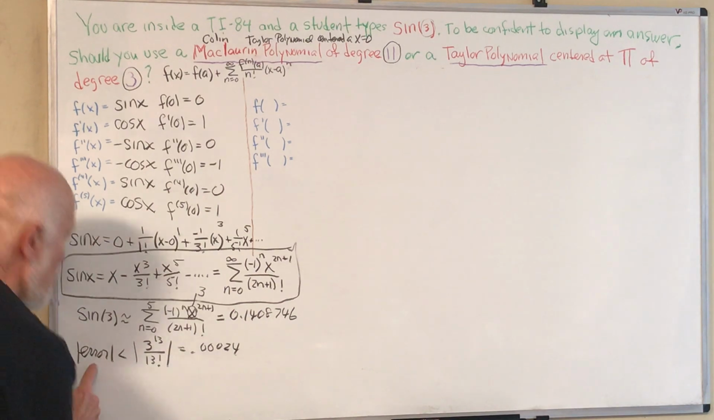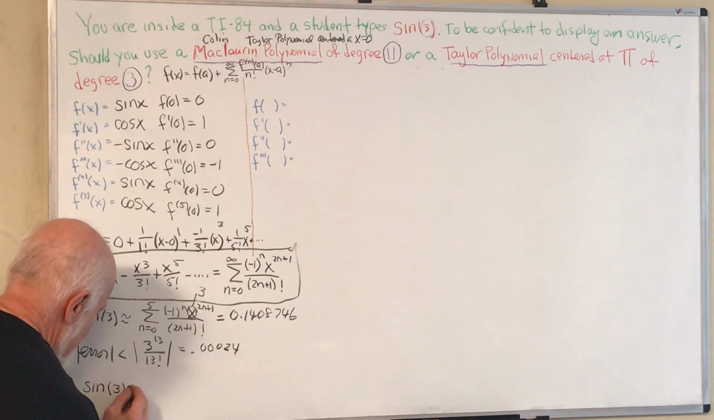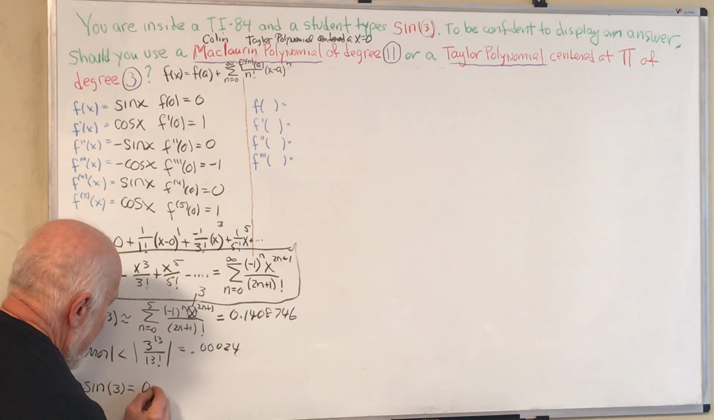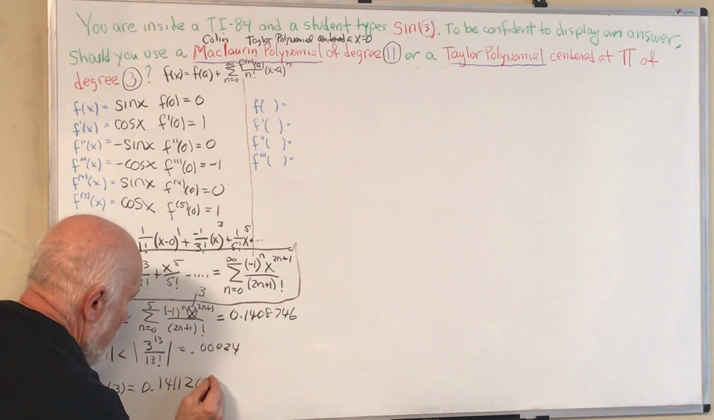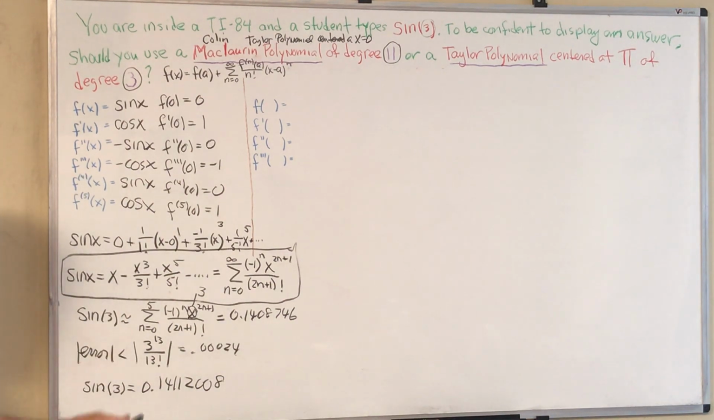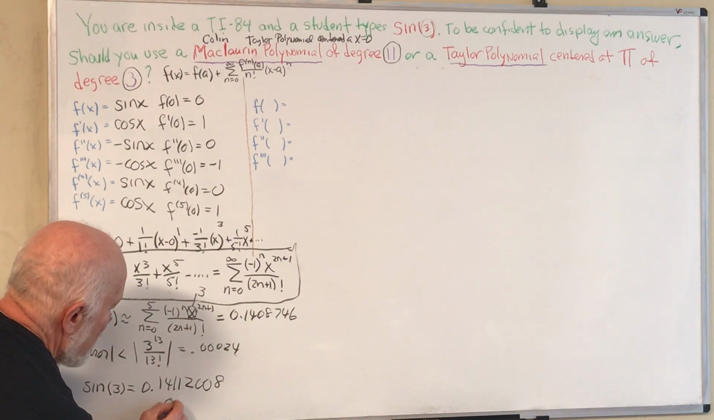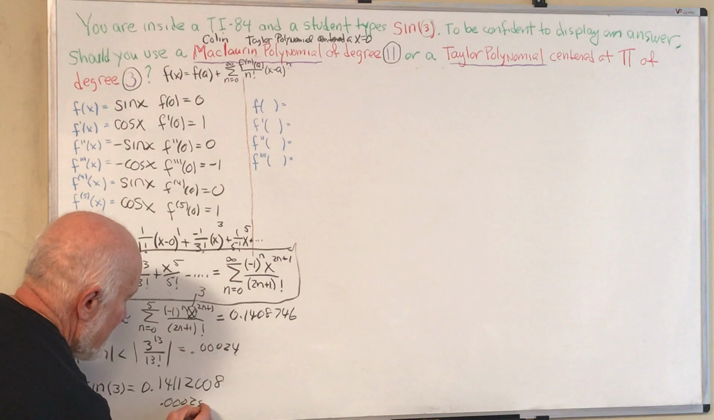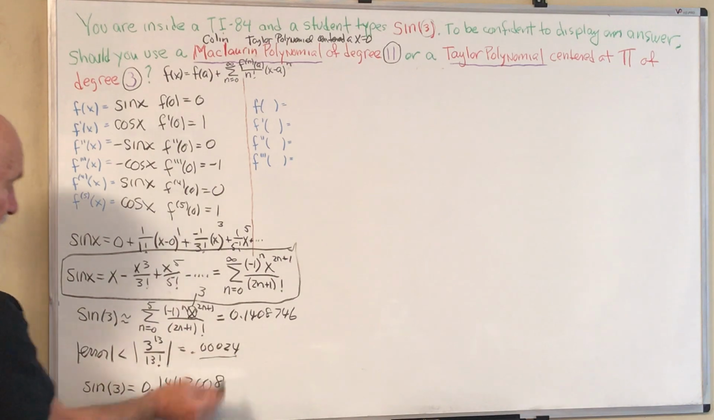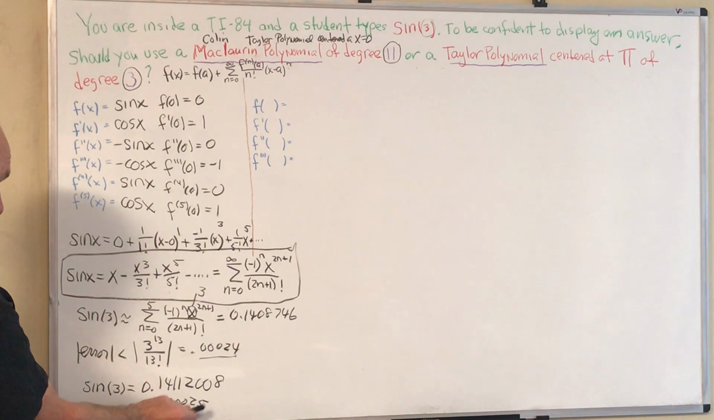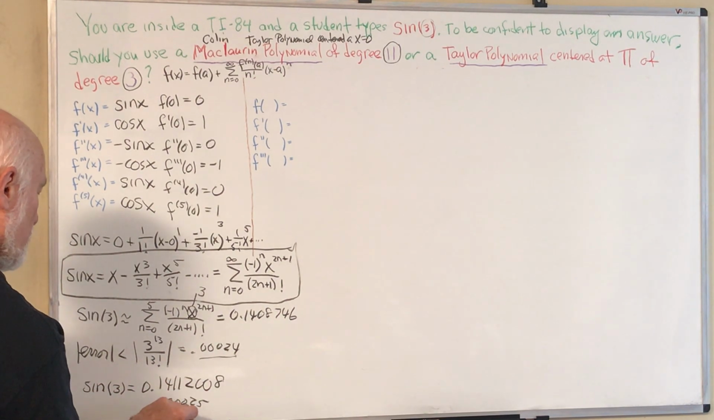Now, just to show you how good the error bound is, the actual sine of 3 is 0.1411208. And if I take this minus this, I get 0.00025. So what you find out is that the error bound did a pretty good job. It said the error was less.